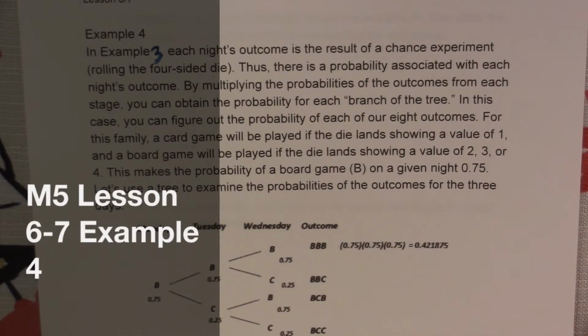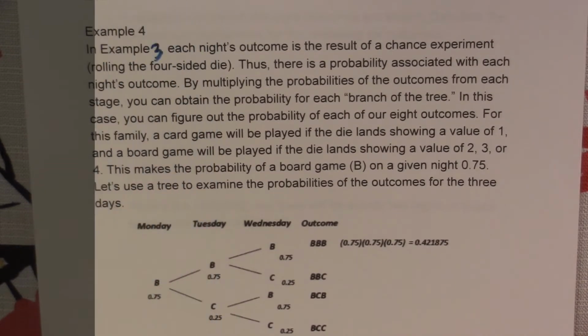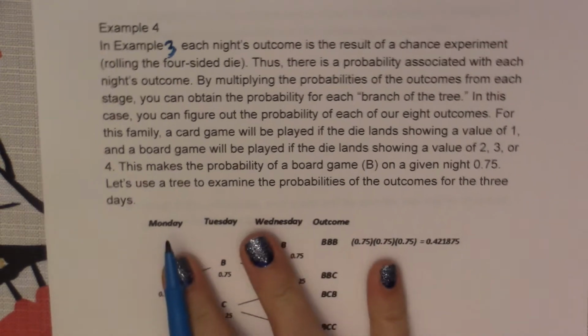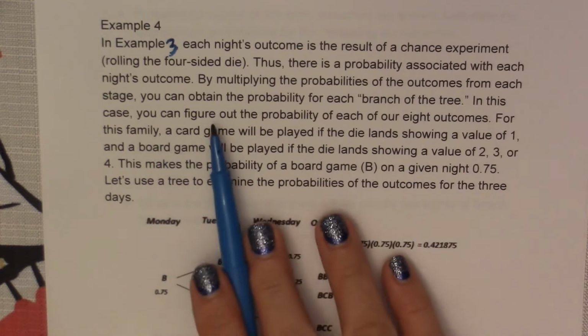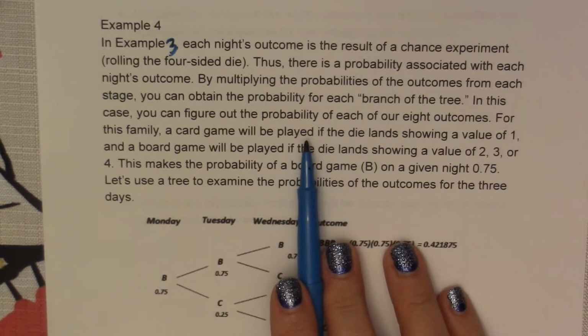Example 4. In example 3, each night's outcome is a result of a chance experiment, rolling our four-sided die. Thus, there is a probability associated with each night's outcome. By multiplying the probabilities of the outcomes in each stage, you can obtain the probability for each branch of the tree. In this case, you can figure out the probability for each of our 8 outcomes.